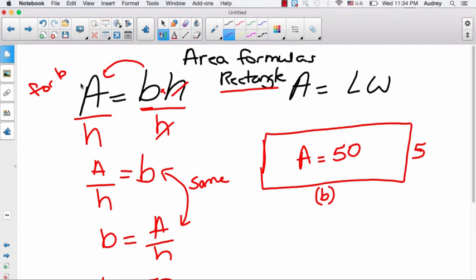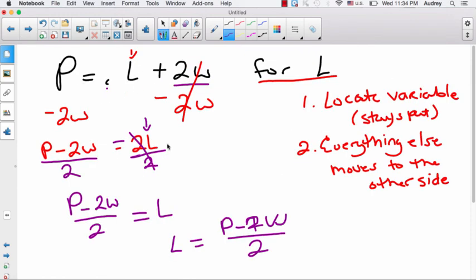Remember, in this case, we had area equals base times height. Well, how do you separate them? Inverse of times, divide, right? And as long as you know who you're solving for, in this case, we solved for B, right? As long as you know who needs to move, you can do it, okay?